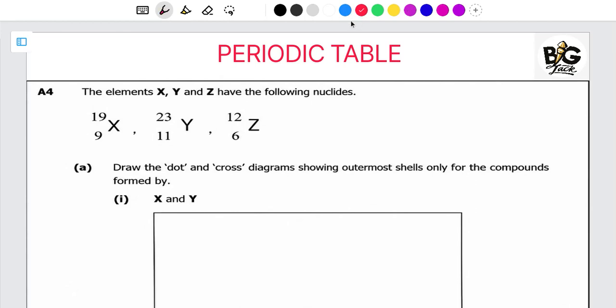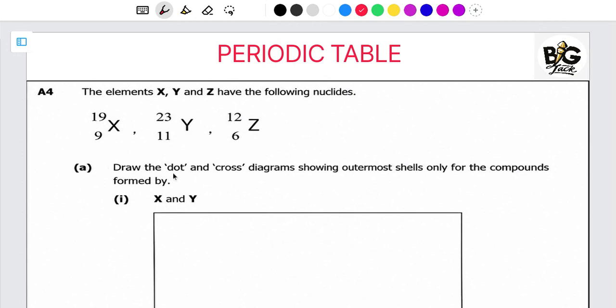Alright, so let's try to look at the question focusing on the periodic table. The elements x and y, and elements x, y, and z have the following nuclides, including the mass number and the proton number or the electron number. The chemical symbols they have used here are not the original chemical symbols for these elements.